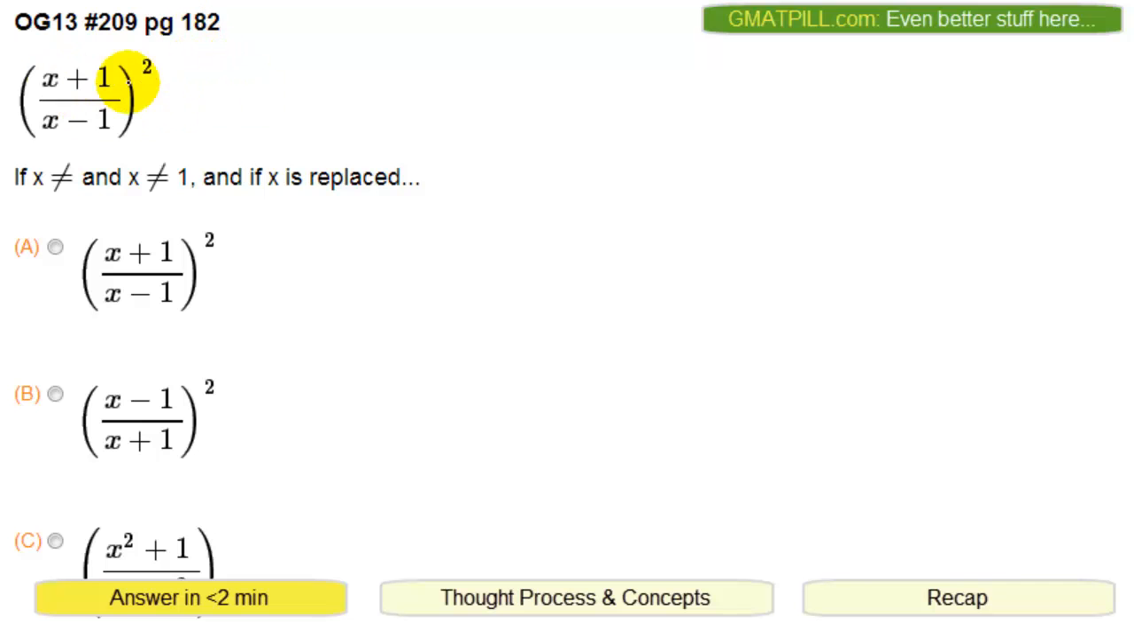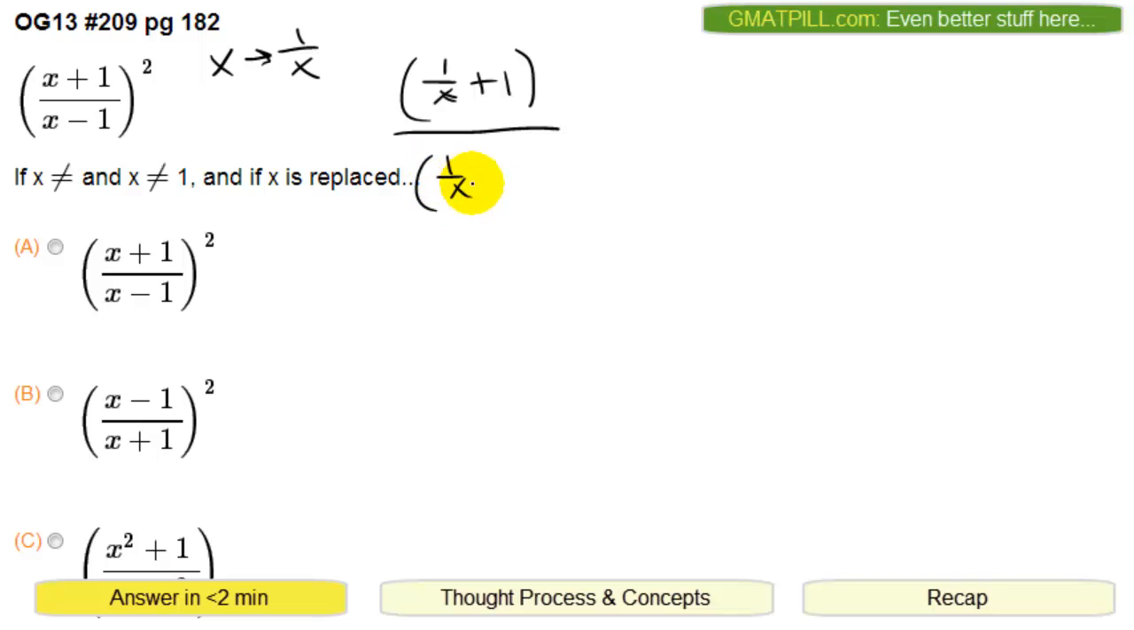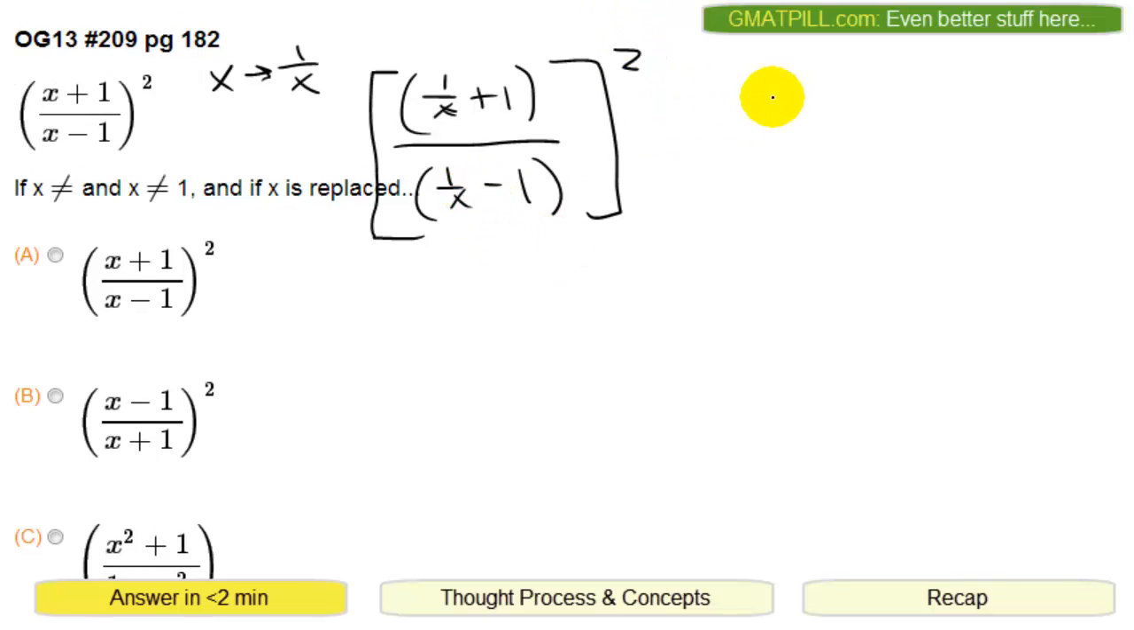Problem 209 wants us to replace x with 1 over x. So replacing this, you have 1 over x plus 1, and then 1 over x minus 1, and this whole thing is squared. So common denominator, well, let's see. You have x over 1 plus x, and then the big one, x over 1 minus x.